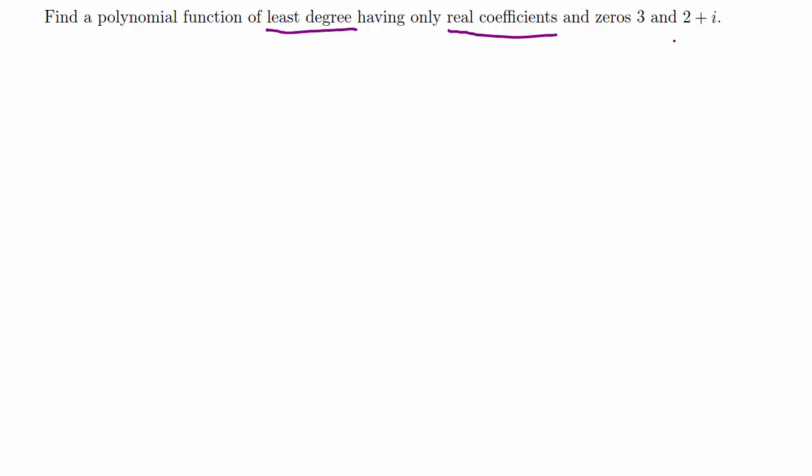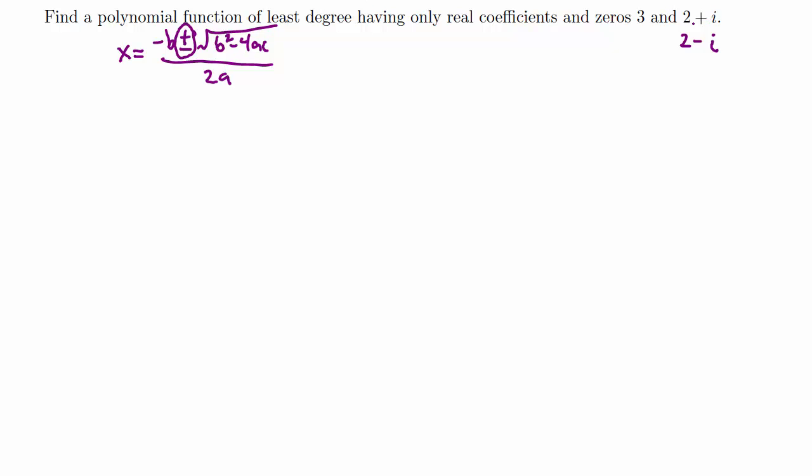But remember that the only way to have 2 plus i as a zero is to also have 2 minus i as a zero. And that comes from the quadratic formula, negative b plus or minus the square root of b squared minus 4ac all over 2a. The only way to get an imaginary number, or a non-real complex number like this, is to have b squared minus 4ac being less than 0. And because of that, you're always going to get complex conjugates. So that means that if you have 2 plus i as a zero, that means that 2 minus i must also be a zero.